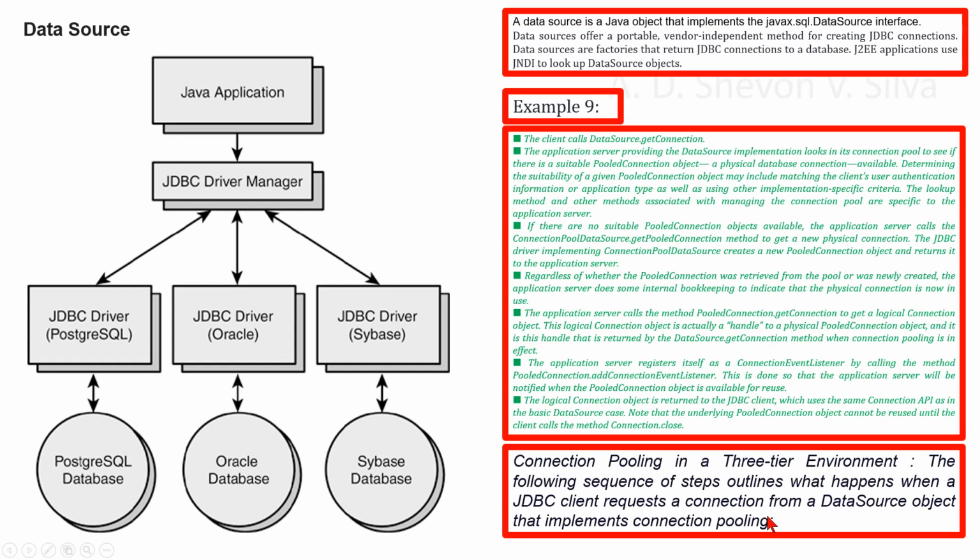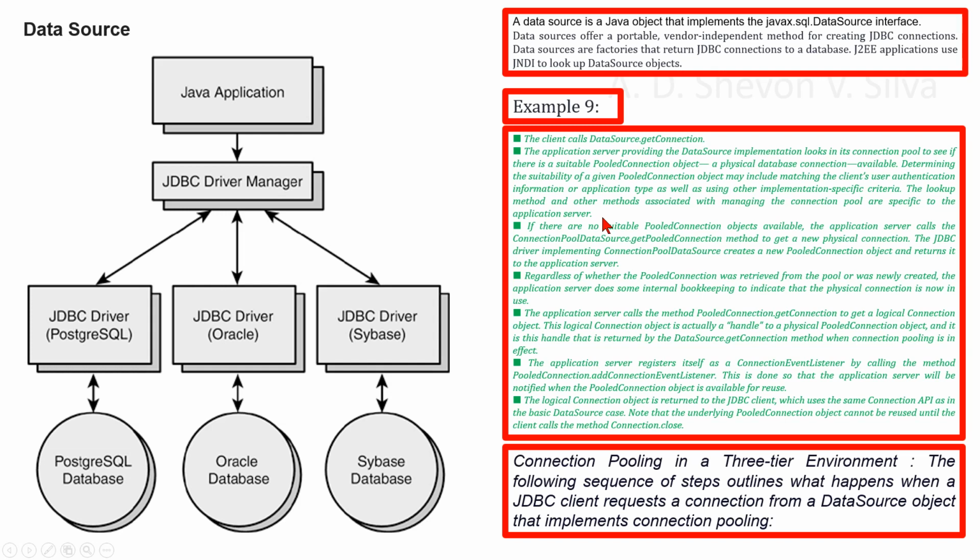Now we are considering connection pooling in a three-tier environment. The following sequence of steps outlines what happens when a JDBC client requests a connection from a DataSource object that implements connection pooling. The client calls dataSource.getConnection. Then the application server providing the DataSource implementation looks in its connection pool to see if there is a suitable PooledConnection object, a physical database connection, available.